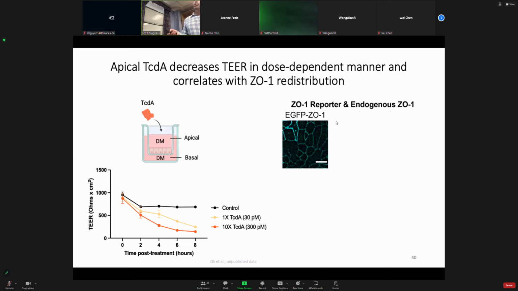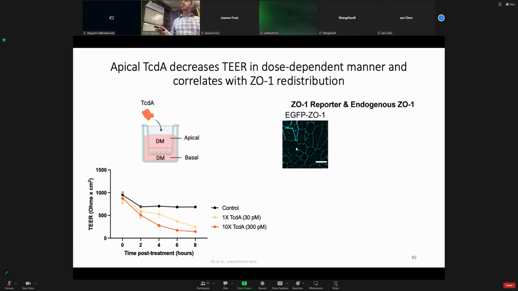One thing we wanted to do to make this more high throughput or an easy way: measuring TEER is hard. It takes a long time. You have to have the cells incubated for a long time. We thought we might be able to use a proxy for the TEER by looking at tight junction proteins, because these are what are disrupted when the toxin's doing its job.